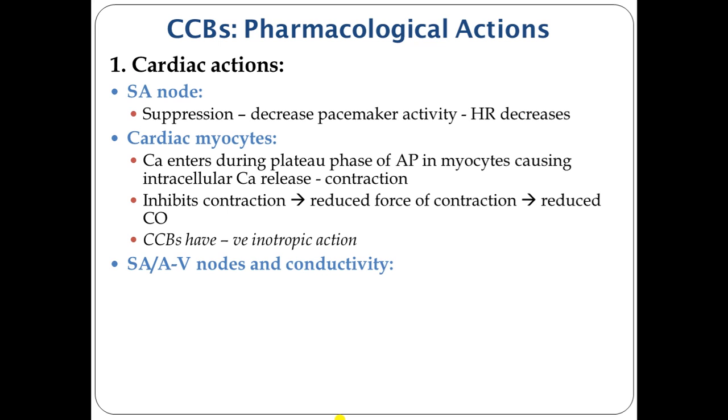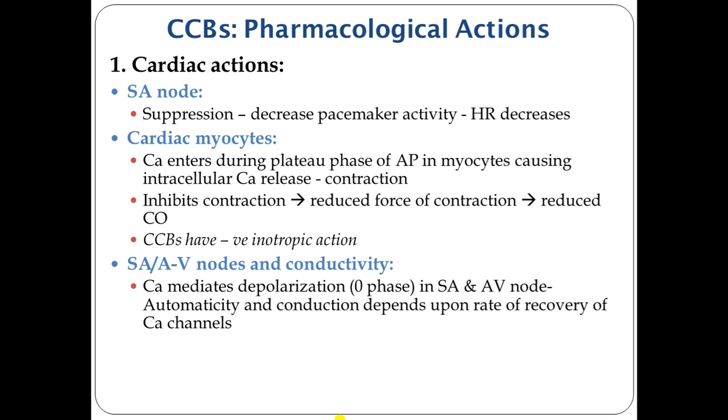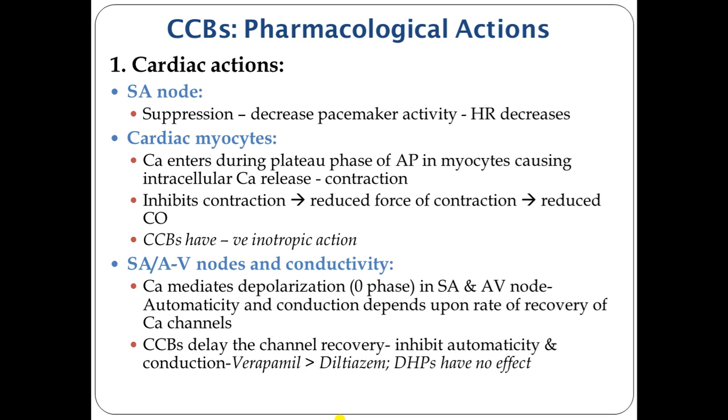What is the effect on SA and AV node and its conductivity? Calcium mediates depolarization or phase 0 in SA node and AV node. So automaticity and conduction, both of the SA node and AV node, depend upon the rate of recovery of the calcium channels. So CCB delay the channel recovery and inhibit the automaticity and conduction velocity of these nodes. The effect is highest with Verapamil, followed by Diltiazem, and the dihydropyridine group have no such effect. That is why Verapamil and Diltiazem are effective drugs as anti-arrhythmic agents.